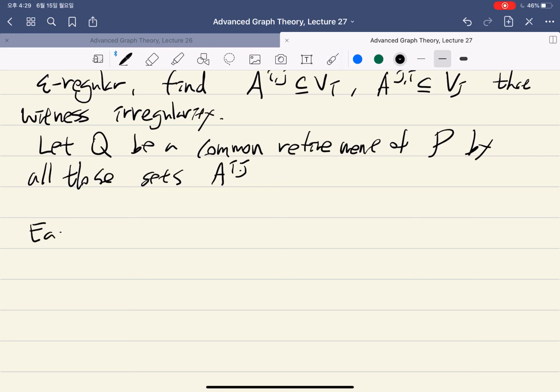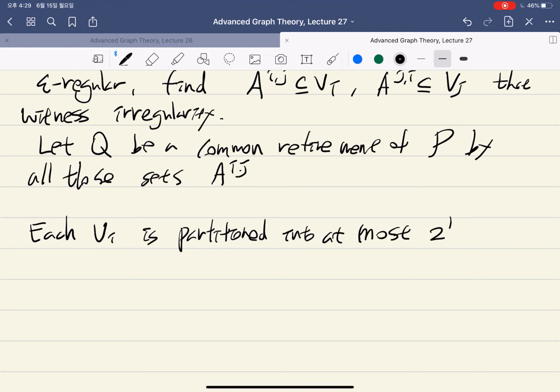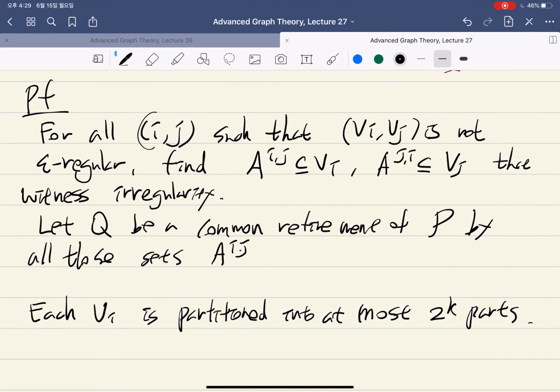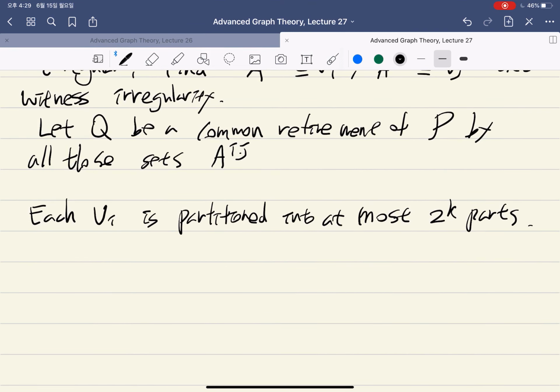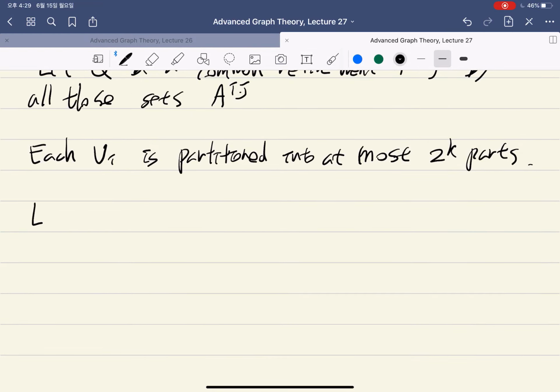Then each Vi is partitioned into at most 2 to the k parts, because for each i you have to take j from 1 to k, and then each time you might have to partition into 2, so each part is partitioned into at most 2 to the k parts.